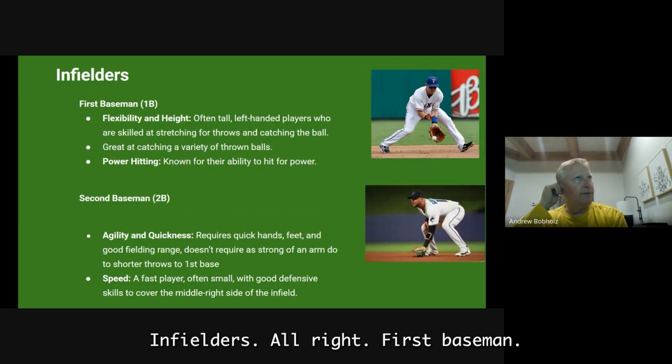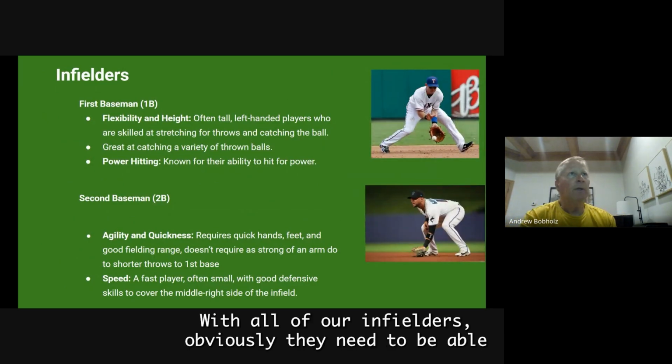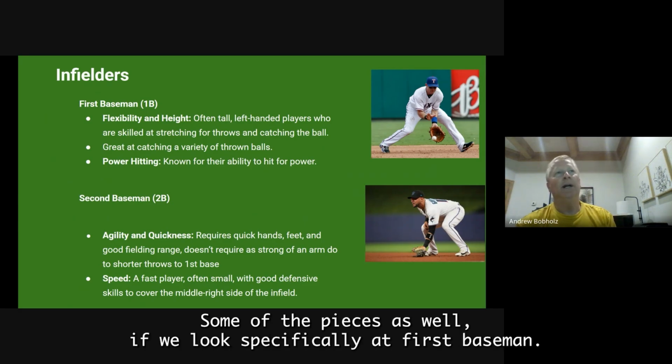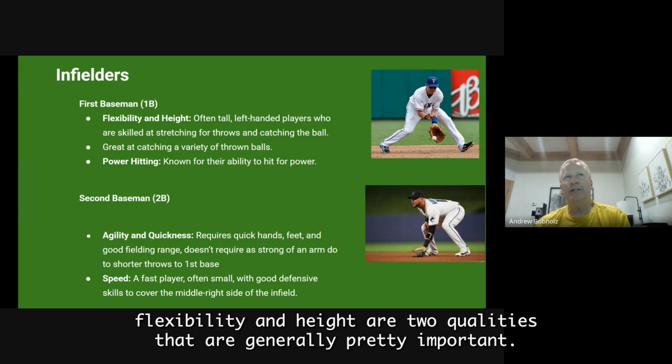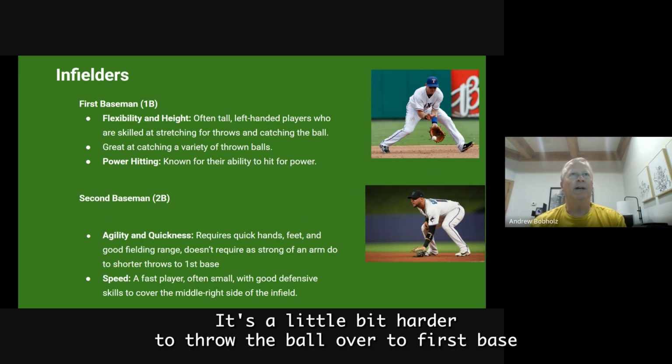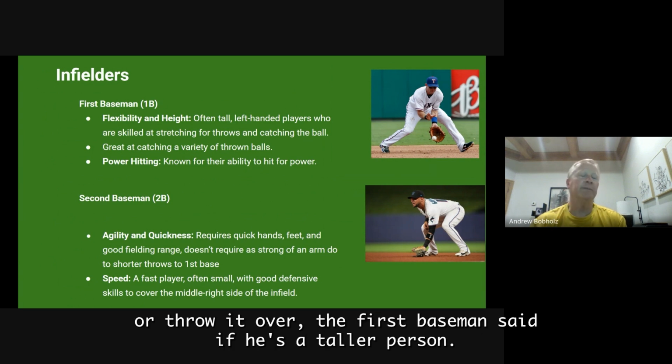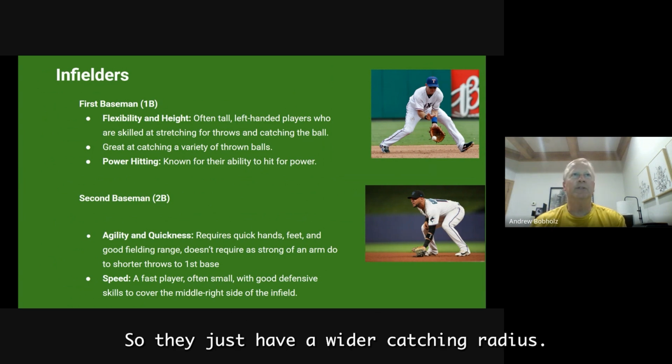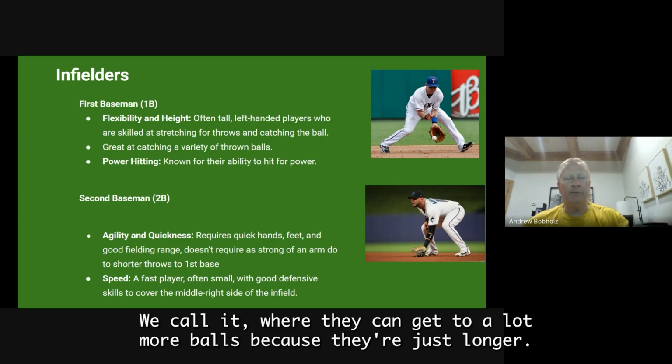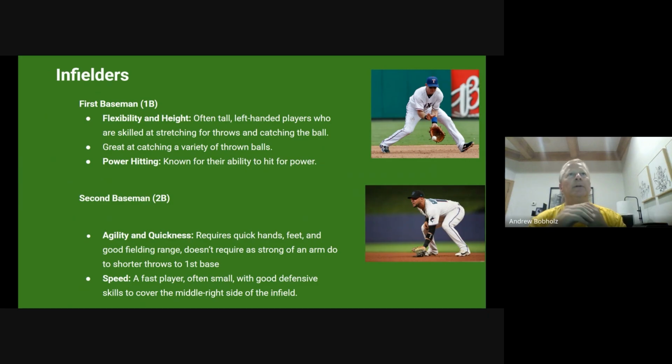All right, infielders. First baseman. With all of our infielders, obviously they need to be able to field a ground ball. If we look specifically at first baseman, flexibility and height are two qualities that are generally pretty important. It's a little bit harder to throw the ball over the first baseman's head if he's a taller person. They have a wider catching radius, we call it, where they can get to a lot more balls because they're just longer players.